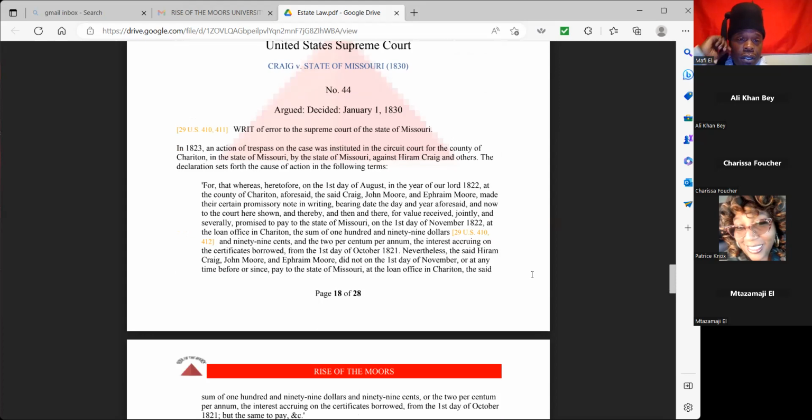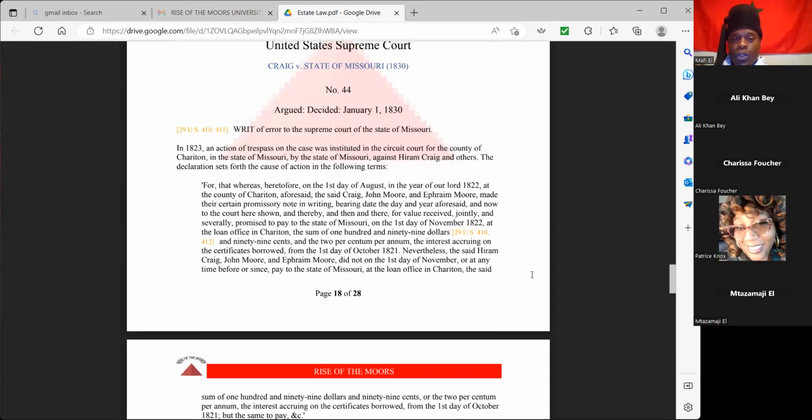The specifics, it was a writ of error submitted to the Supreme Court of the state of Missouri. So once again, when you look at writ, we're dealing with a command in an affidavit form. So the writ of error was a command saying that it was an error, and that was filed to the Supreme Court of the state of Missouri.